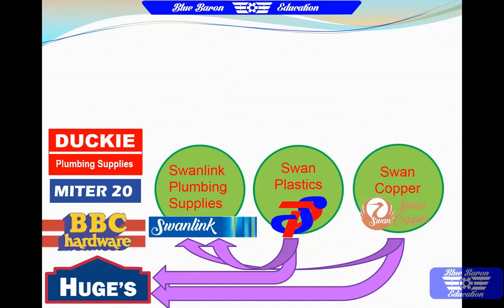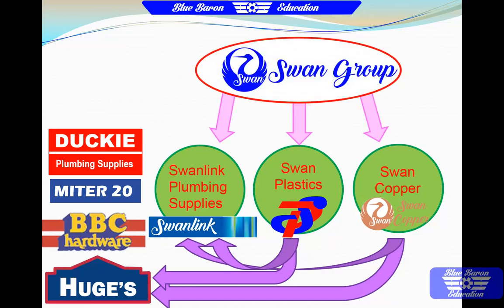Up until this point, there's just a number of companies that are trading with each other and selling normally, buying and selling to a company, making a profit as they go along. The difference here is, however, that the Swan Group is another company that actually owns 100% of all the shares of Swanlink Plumbing Supplies, Swan Plastics and Swan Copper.